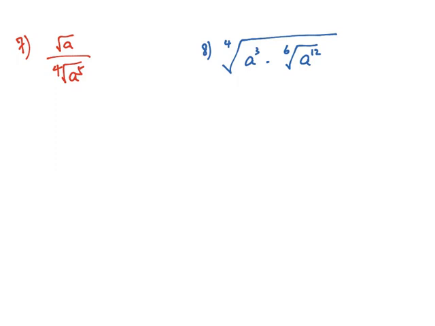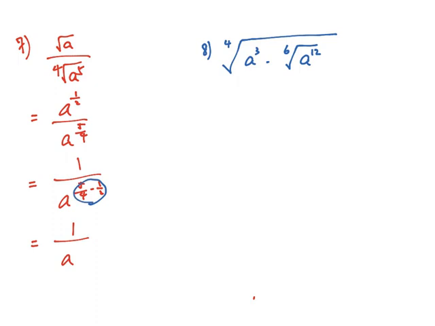Let's check question 7. First, we change to index. So for the first one, it becomes power 1 over 2. For the denominator, it is 5 over 4. So if you know which index is bigger, we'll use the bigger one minus the smaller one. This time, the denominator is bigger than the numerator. So it's 1 over a to the power 5 over 4 minus 1 over 2. So when you use the calculator, this index will become 3 over 4.